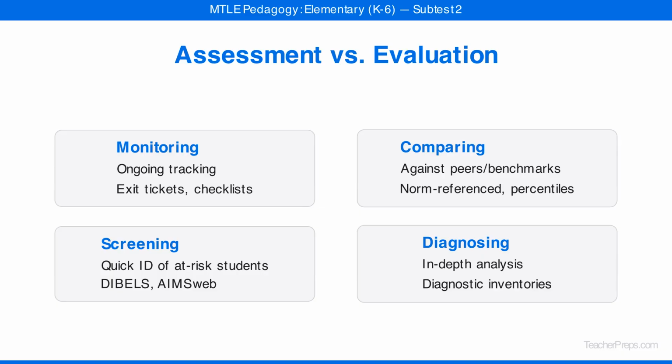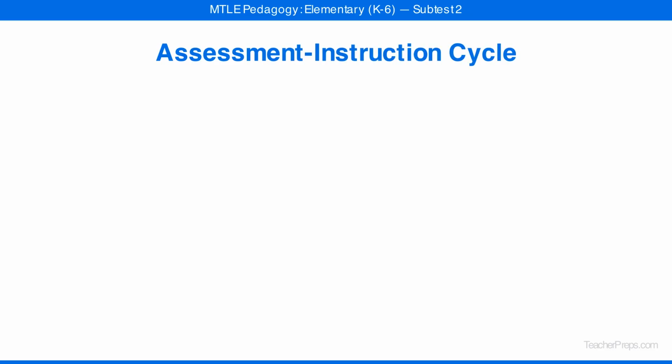Screening is a quick assessment to identify students who may need additional support. Universal screening tools like DIBELS and AIMSweb are administered at the beginning of the year. Diagnosing is an in-depth assessment to identify specific learning difficulties. Diagnostic reading inventories and math diagnostic interviews help pinpoint exactly where a student's understanding breaks down. Match the purpose to the timing. Screen at the start of the year, monitor weekly, diagnose when a student struggles, and give summative assessments at the end of a unit. Now let's talk about integrating assessment and instruction.